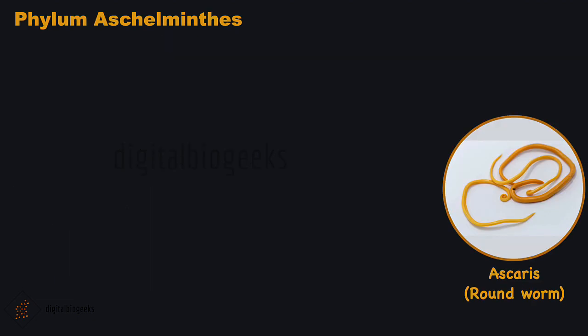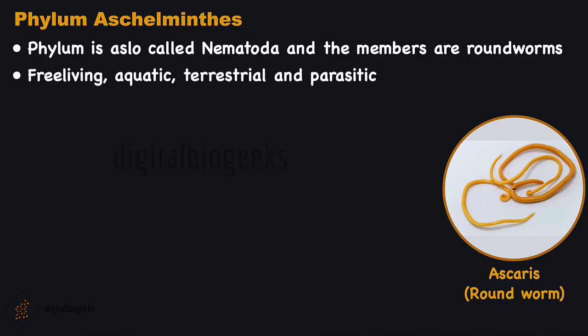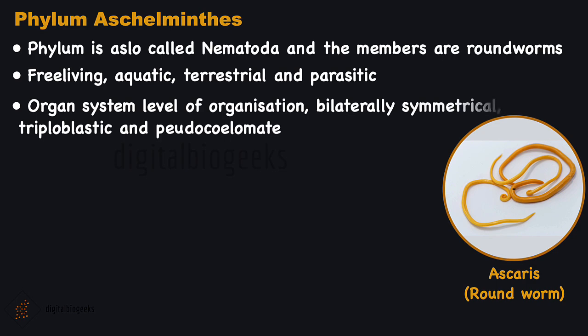Phylum Aschelminthes. This phylum is also known as Nematoda and the members are called roundworms. They got this name as their body shows circular shape in the cross-section. They may be free-living, aquatic, terrestrial, and parasitic. They have an organ system level of organization. Their body is bilaterally symmetrical.